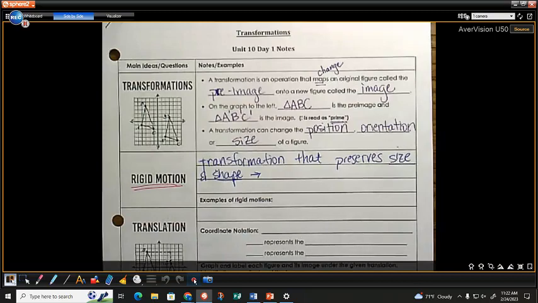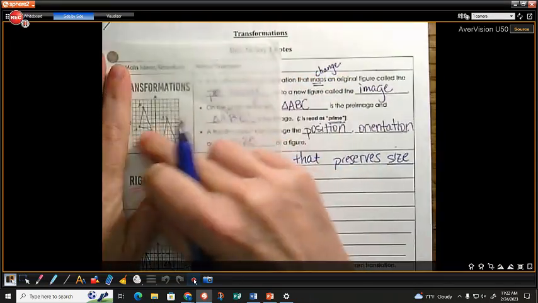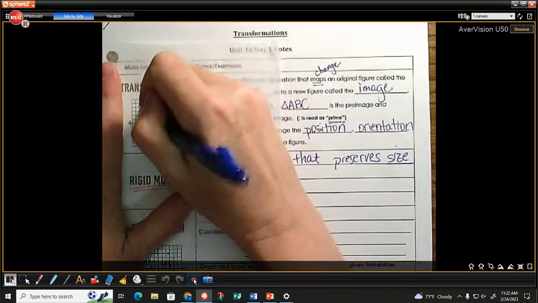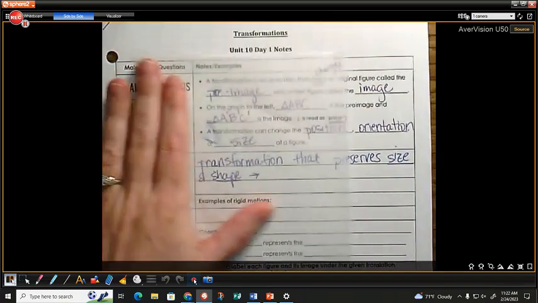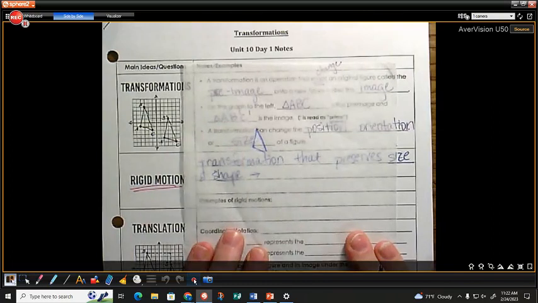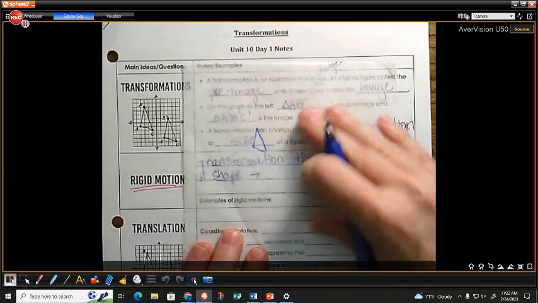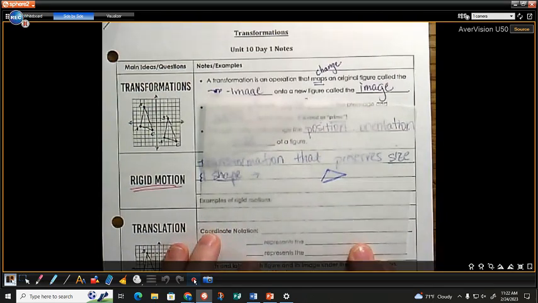So if I take this triangle here and I decide, okay, here's my triangle. Doop, doop, doop. And I move it here. Have I preserved its size? Yes. Have I preserved its shape? Yes. What if I do this to it? Yes. Have I preserved its size and shape? Yes.